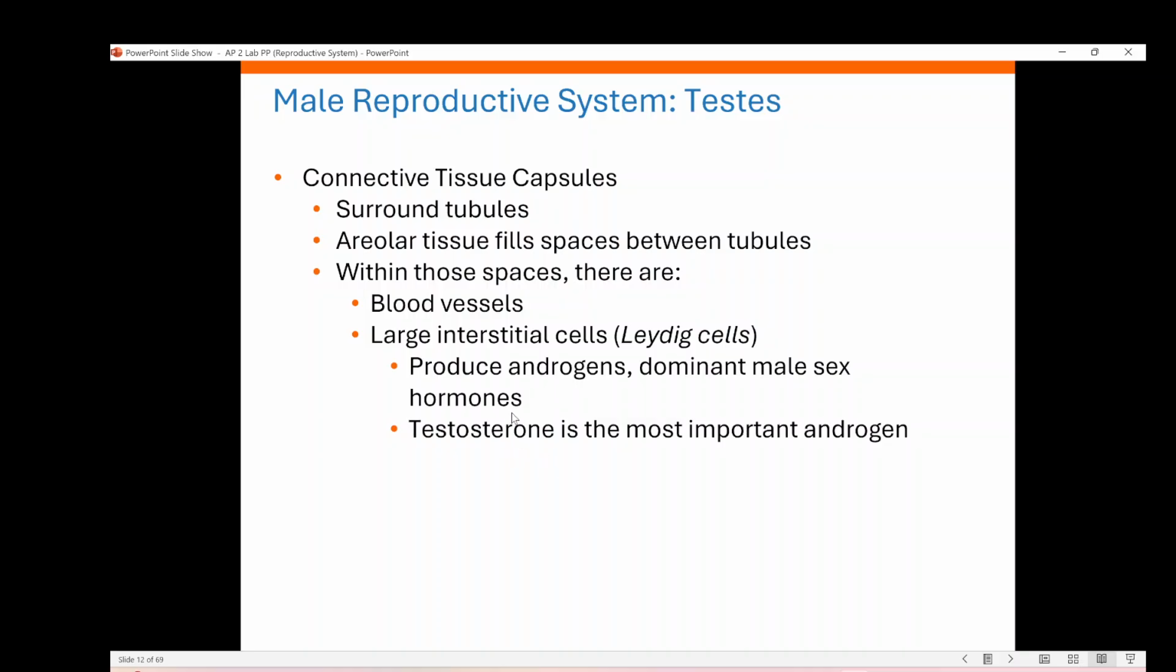Between the seminiferous tubules, we do have areolar connective tissue kind of filling the space between the tubules, and those spaces contain blood vessels. But again, this goes back to the endocrine system. The interstitial cells are located between the seminiferous tubules. They used to call them interstitial cells of Leydig or Leydig cells, and they are the ones that are, again, going to produce the testosterone.